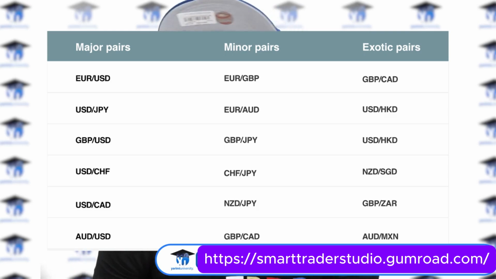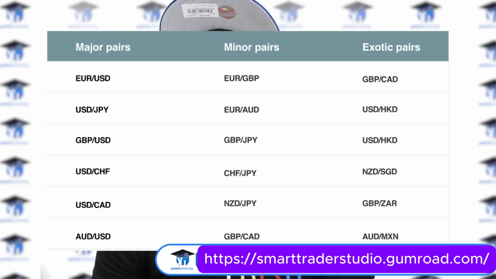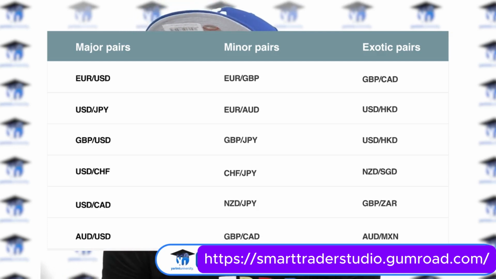For example, if the value of the dollar is higher than the euro, let's say for 1 euro, if I was to exchange 1 euro into dollars, I would get $1.15, for example. That means what? The dollar is stronger than the euro. That's all it means, okay?